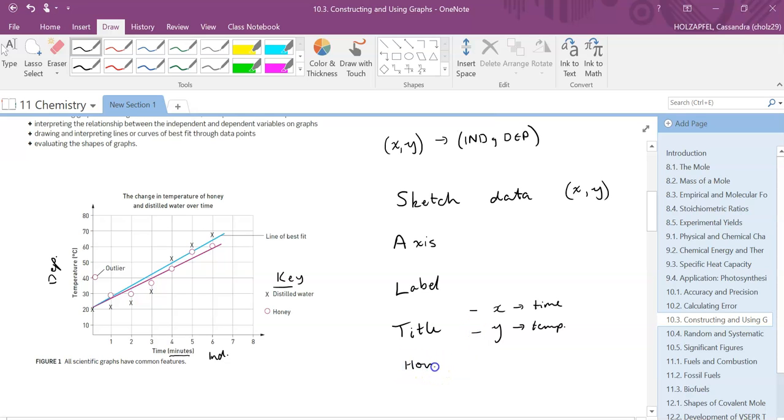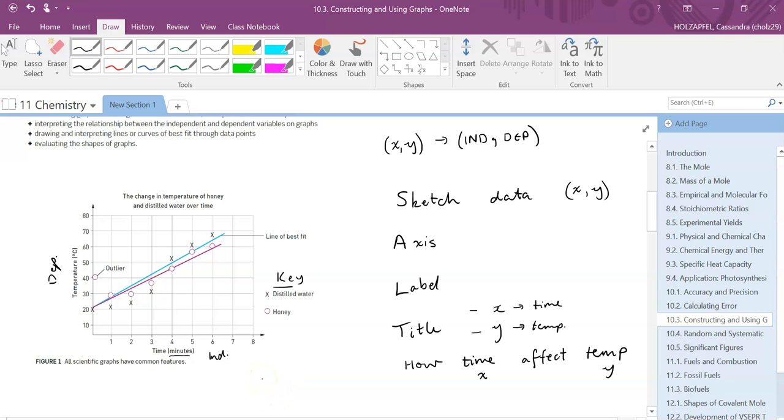So how time affects temperature, or something like that, right? So how does X affect Y? In this graph, they've just got the change in temperature of honey and distilled water over time. So that's another way that you could do it as well.